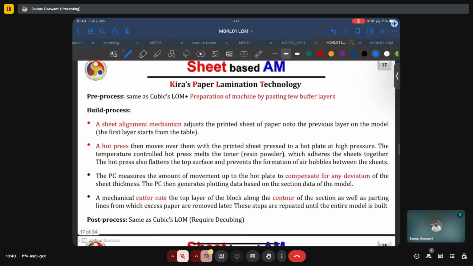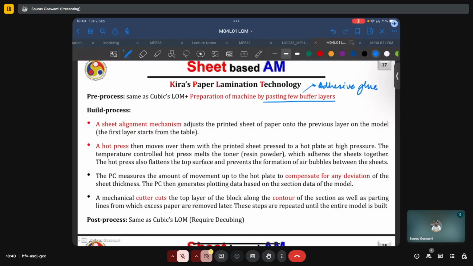In this case, the pre-processing steps are the same as Cubic's LOM, plus the preparation of the machine by pasting a few buffer layers. I think Professor Kapil also showed a video where this process was shown, where the first few layers are stuck using adhesive glue. So these were actually stuck using some adhesive glue. And then the process itself was started.